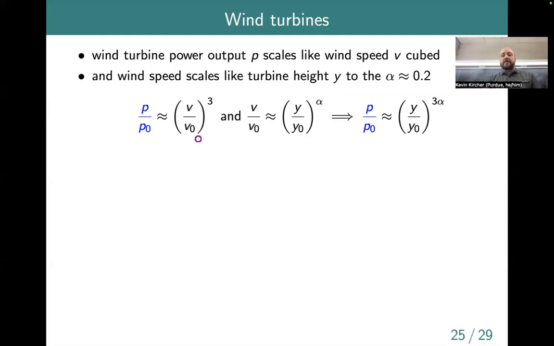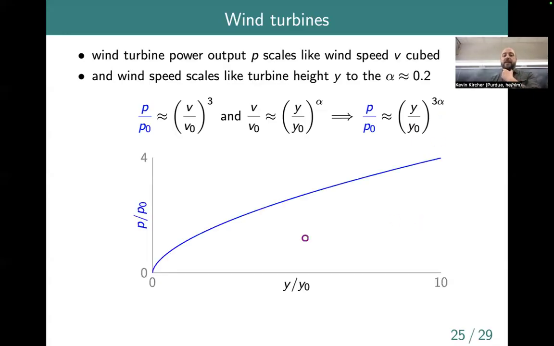Here's the cubic dependence on wind speed of power, where P naught and V naught are the power and the wind speed at kind of rated conditions. And then wind speed varies like y, so the height, to the power alpha. And so if we put these equations together, we get that the power varies like height to the power 3 alpha, or about 0.6. And here's what that dependence looks like.